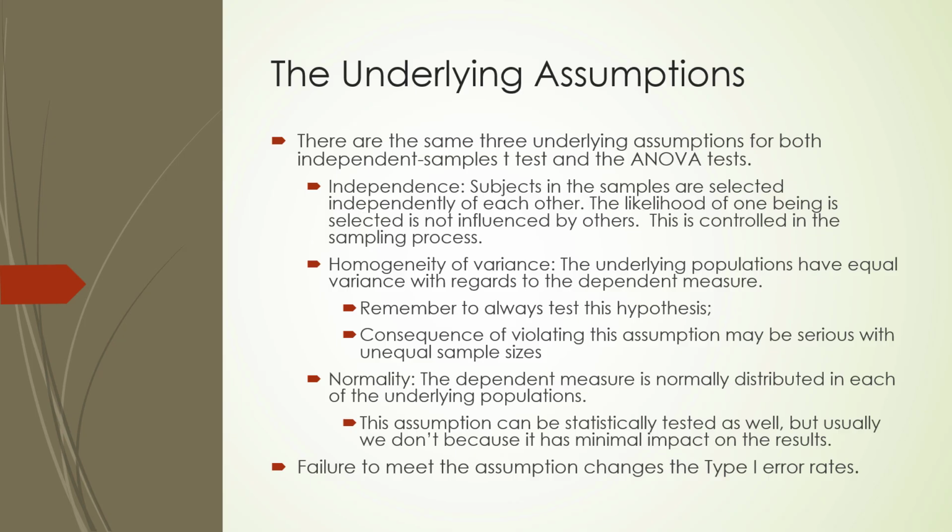When I said that the 3 underlying populations had equal variances, did you want to ask me why? The next topic will answer that question. ANOVA has 3 main assumptions. The first is independence, which means subjects are sampled independently. The probability of one being selected has nothing to do with the probability of the others being selected. The second is homogeneity of variance, which means the underlying populations have equal variances on the dependent variable.